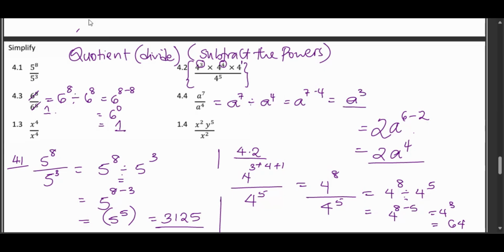Sorry, 1.3. 1.3 actually gives you 1 because they're the same. The answer becomes 1.